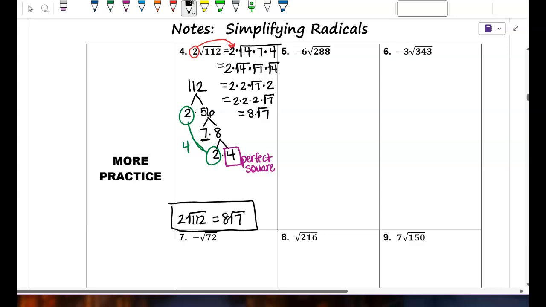So number 5, negative 6 radical 288. Again, the negative 6 is going to move over into my answer, so it's not like we're ignoring the negative 6. We know it's going to be part of the answer, but for the factor tree, we're only worried about what's under the radical, which is that 288.